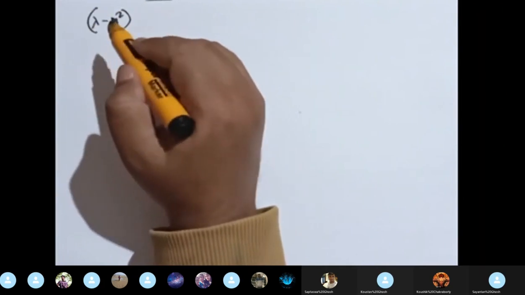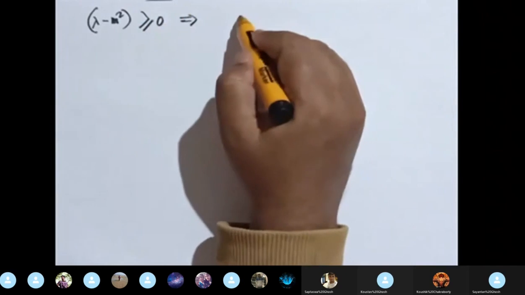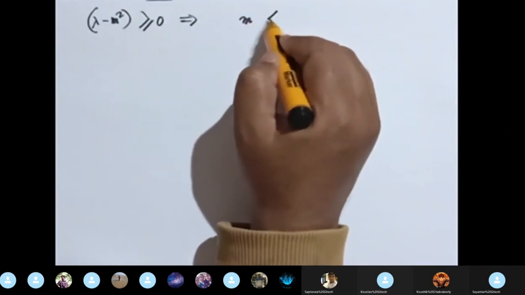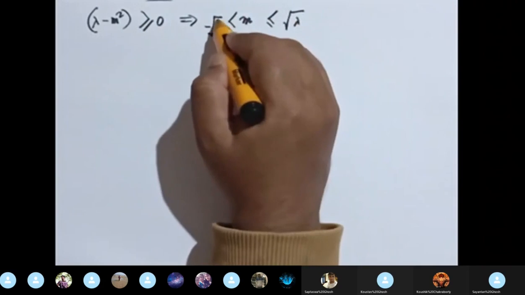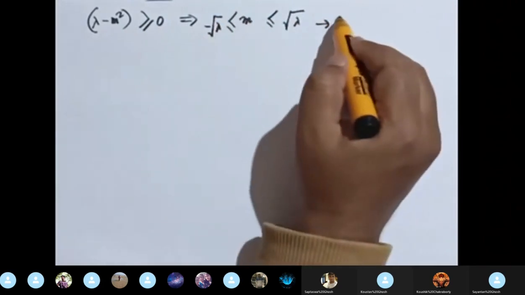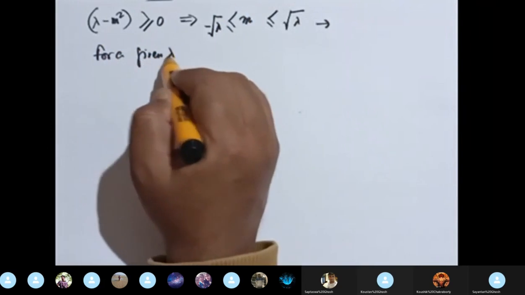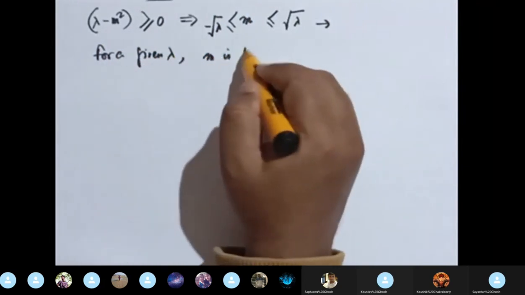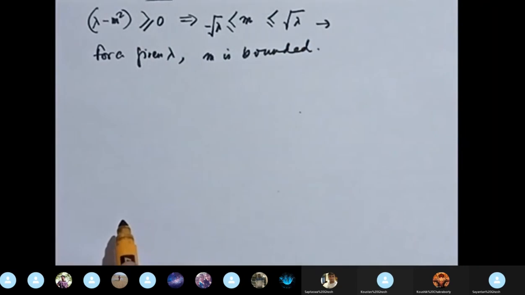So this object is always greater than 0, which means that for a given lambda, m is bounded. So this is the conclusion. Clear?